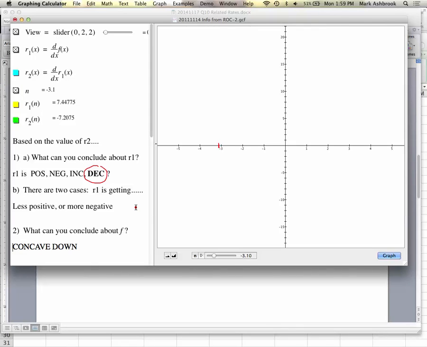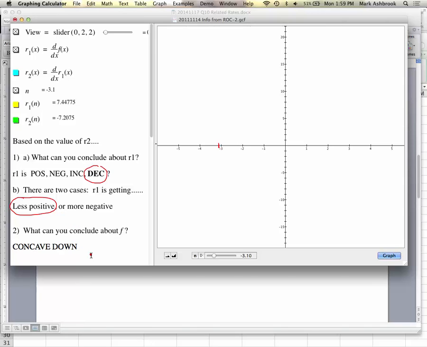Okay, so knowing that R2 was negative, we said that R1 could be getting less positive or more negative. Now we know. Which one is it? It must be getting less positive, and we can tell because it's positive. So if its rate is negative, it must be getting less positive. And so then we know it's concave down, but we can do even better than that now.